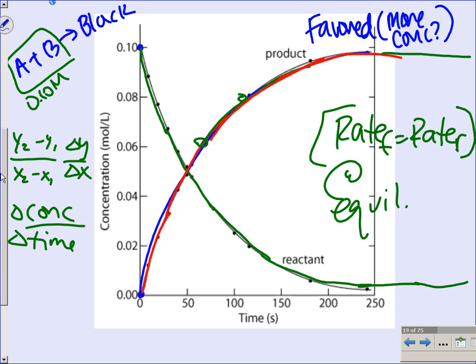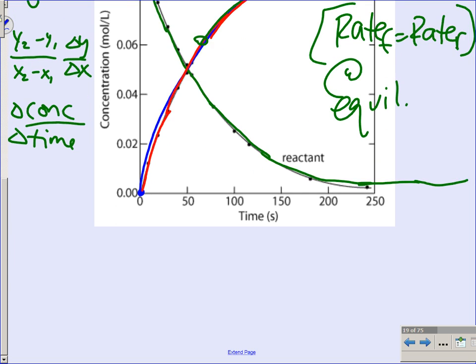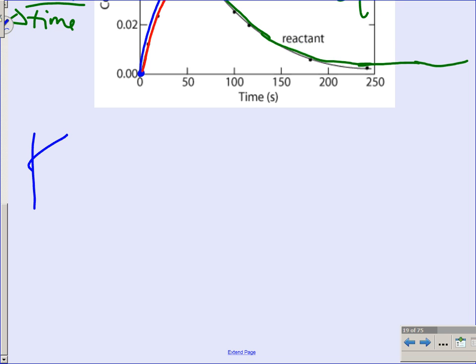You can also mathematically see it in a K expression. So, speaking of that K expression, what is a K? So, sorry, let me tell you what a K is. K is called the equilibrium constant, and it is a value.